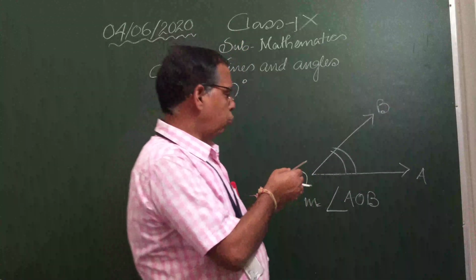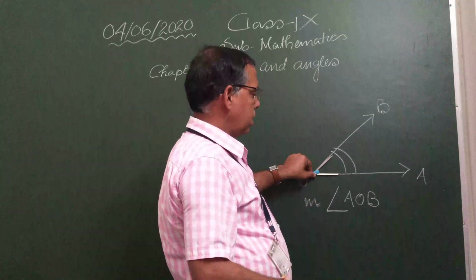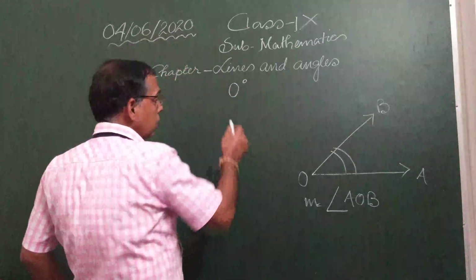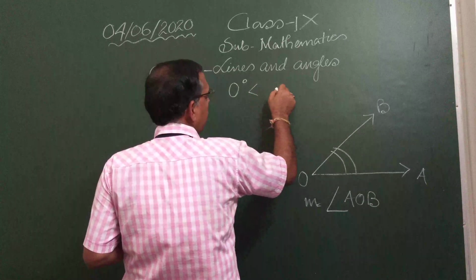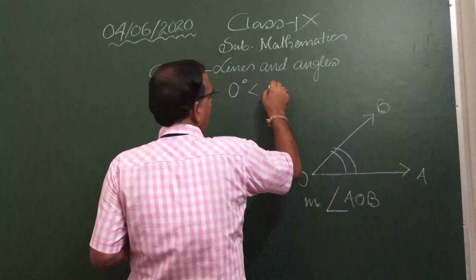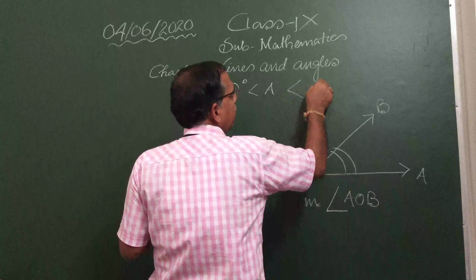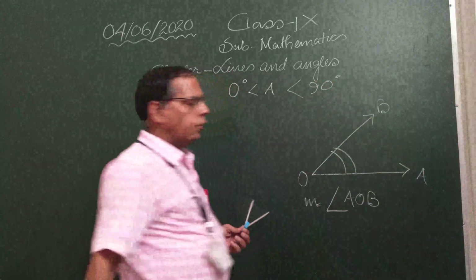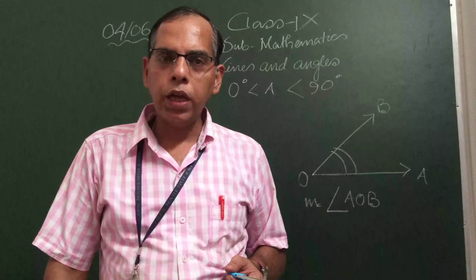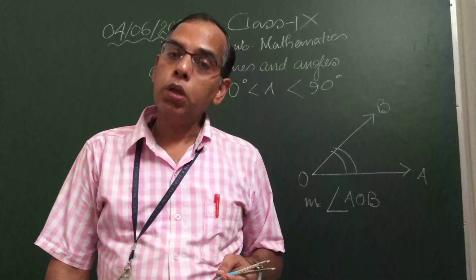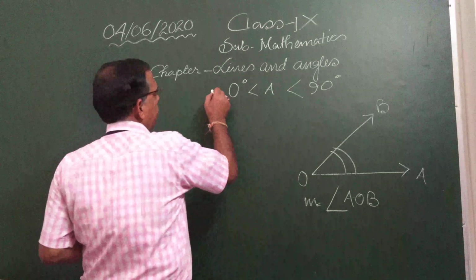If there is this much movement, then it is an equiangle. So 0 degree, then greater than 0 degree, suppose if I give greater than 0 degree and less than 90 degree, if this is the measurement, then this is known as an equiangle. What is the measurement of the equiangle? An angle that lies between 0 to 90 degree is known as an equiangle. This is the first one.